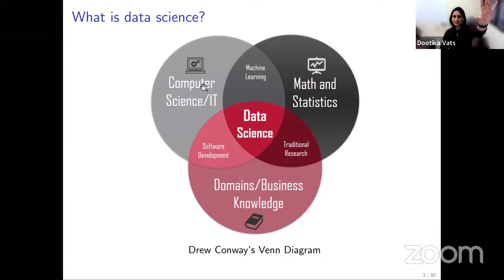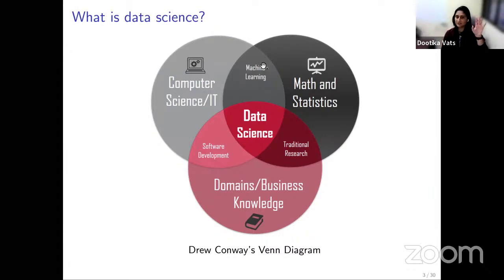There's a computer science circle here, a math and stats circle, and a domain knowledge or application or business knowledge circle. Now, when math and computer science intersect, then they intersect in order to display, in order to construct the analysis or interpretations or models and methodologies.